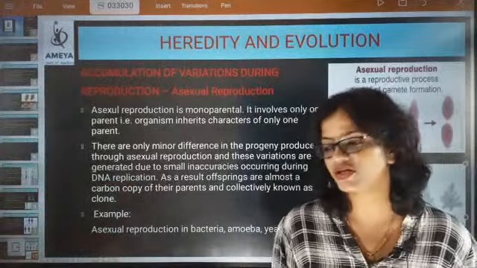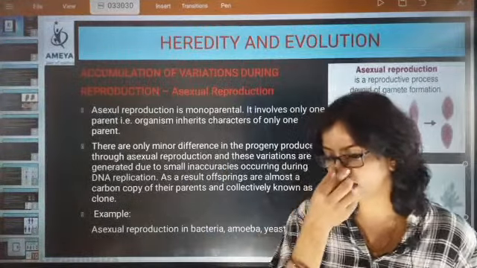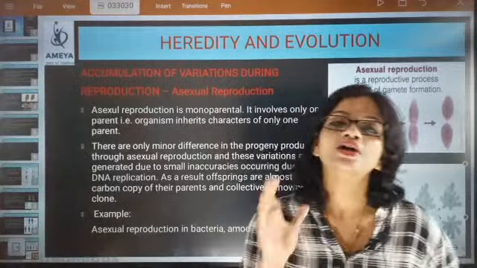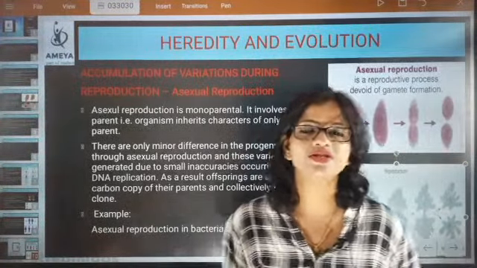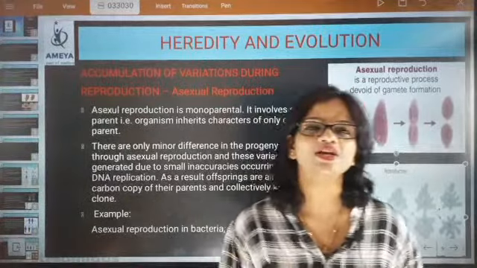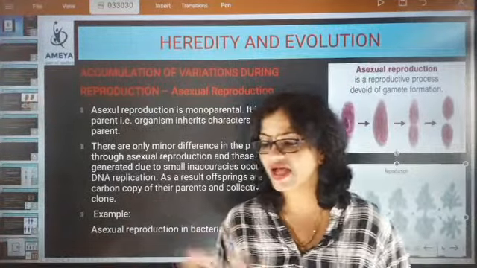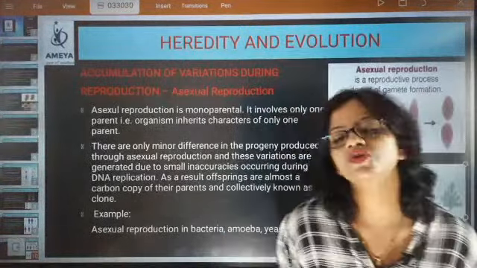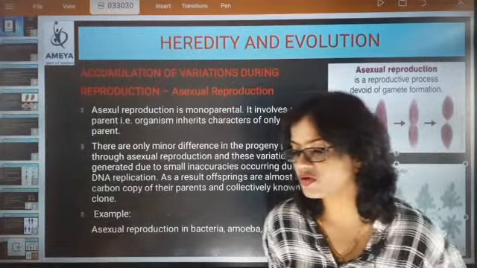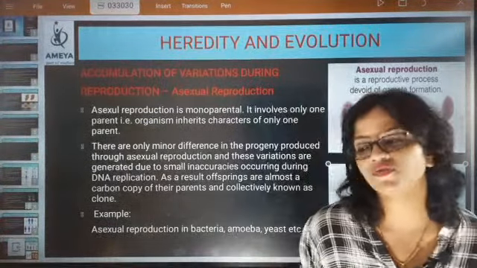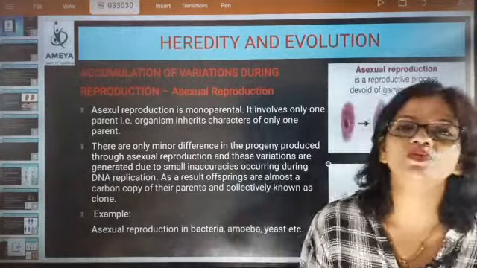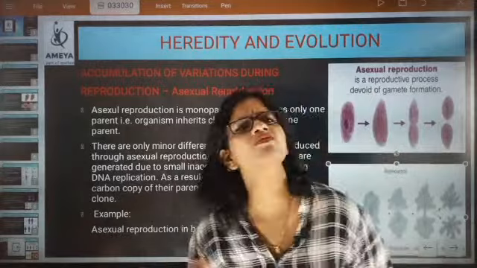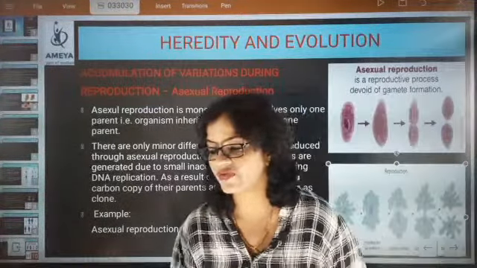In asexual reproduction, when we are talking about variety, I am not talking about variety of any other thing. I am talking about changes in the DNA, mutation, or selection of traits. So how are we going to talk about this in asexual reproduction? At that particular moment we will say that in asexual reproduction variations are very less, and it will not be that much.